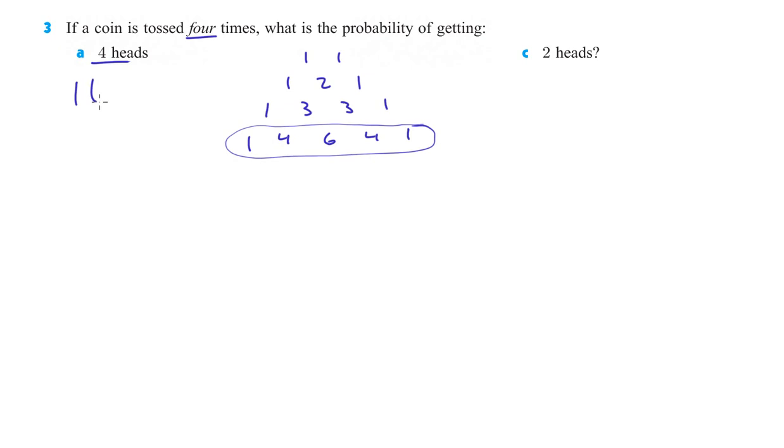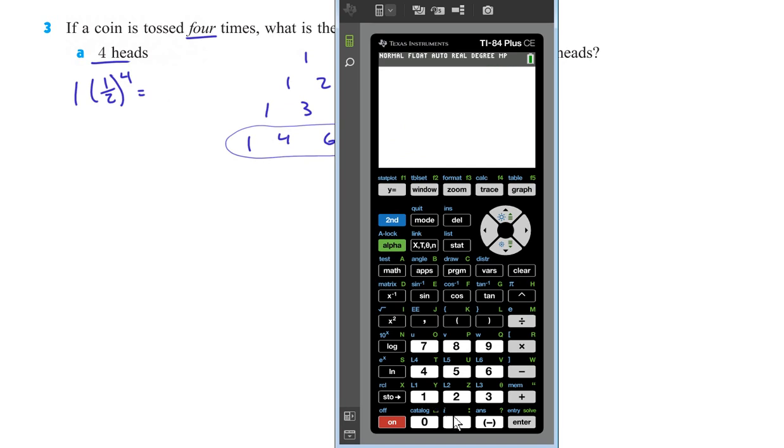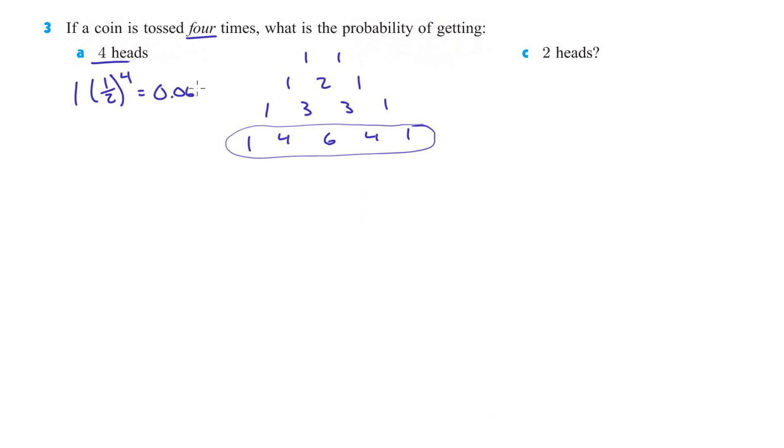Okay, so we'll do 1 times the probability of getting heads each time, which is 1/2, and we want that to happen 4 times. So that's going to equal 0.5 to the 4th power. All times 1 isn't going to change anything, so it's 0.0625, which is 6.25%.